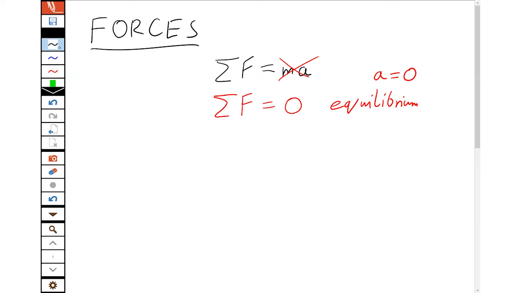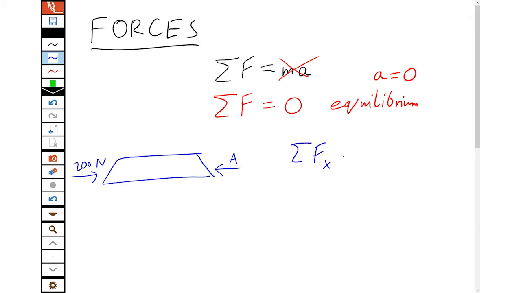For example, if we have a structure, let's say we have a bridge here, and we've 200 Newton force pushing to the right, and we've some unknown force A pushing to the left. What have we got? Well, we know the sum of all the horizontal forces acting on that must be zero. We draw our axes so we know which way is plus. We usually take x as positive to the right and y is positive up.